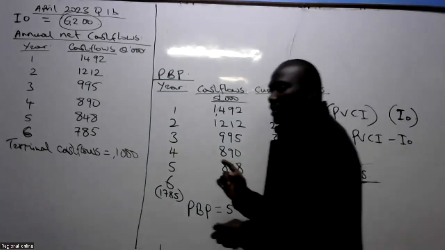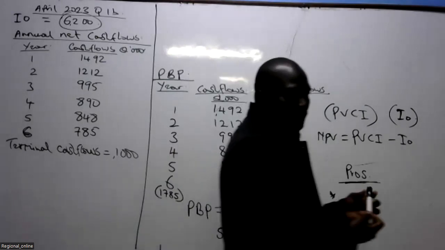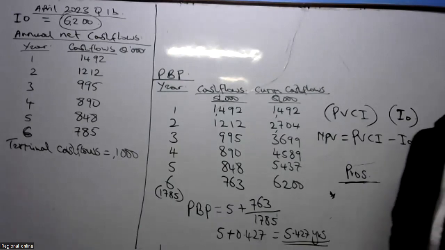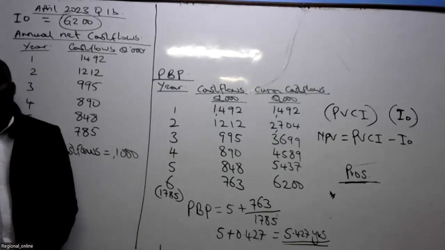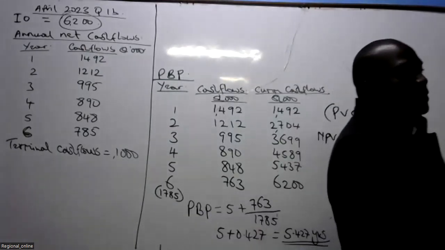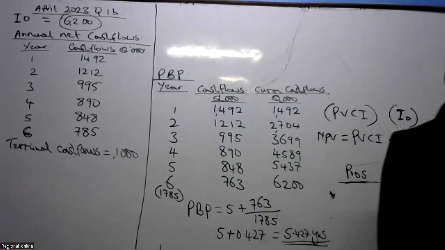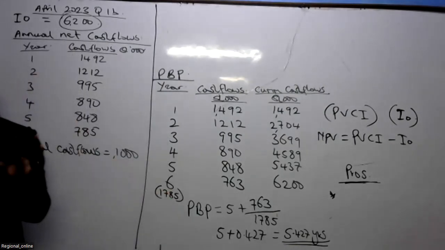So let's talk about the drawbacks, or limitations, of NPV. Number one, it is difficult to calculate and apply when compared to traditional techniques. So in comparison with the other one, this one is a little bit involving.